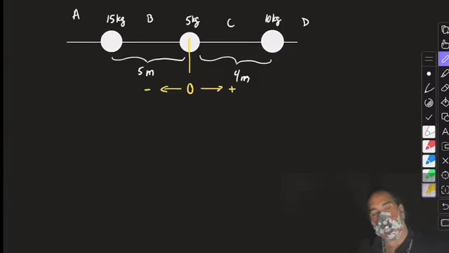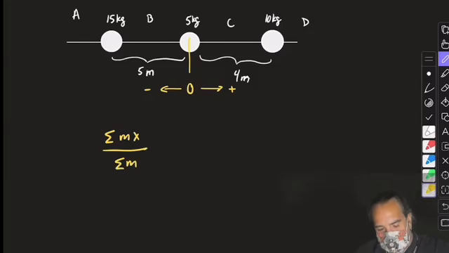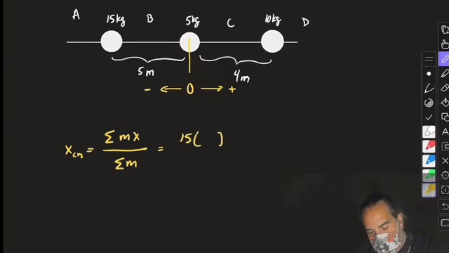Now, actually calculating the center of mass is really easy to do. We're going to take and sum every mass and its location from the reference point. And we're going to divide it by just the sum of all the masses. It's not hard to do once you realize what you're doing. This is going to give us our location to the center of mass. So I have a 15 kilogram mass, a 5 kilogram mass, and a 10 kilogram mass.